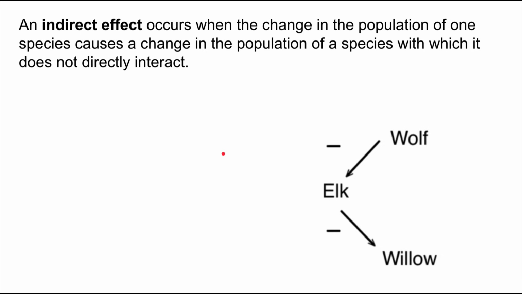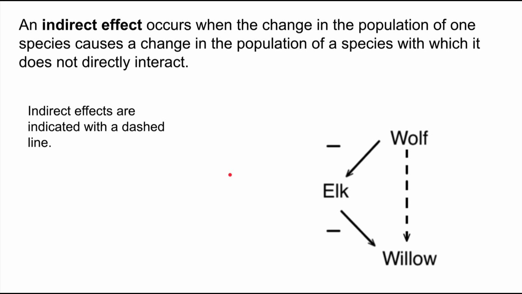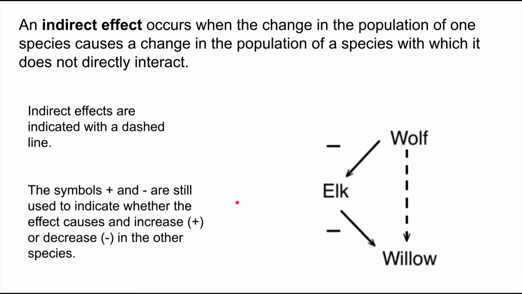We're going to say, all right, look, so wolves eat elk. So more wolves mean less elk. Well, elk eat willows. So more elk means less willows. So there's two negative interactions here. But what we're going to do is draw a dash line like this. And it just turns out that if the population of wolves goes up, the population of willows goes up. So we're going to put a plus there, saying that this indirect effect is positive. More of these gives you more of these.